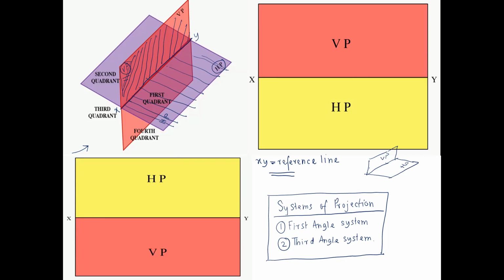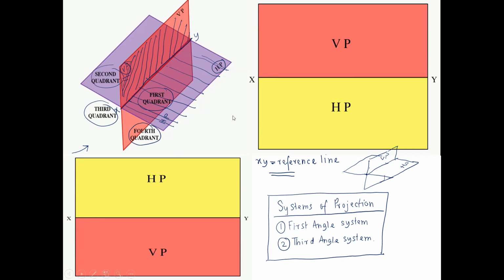Now, if I extend both these planes beyond their line of intersection, if I extend the horizontal plane to this side also, and if I extend the vertical plane to this side of the reference line, then we are getting four different quadrants, which you can see here. This is the first quadrant, this is the second quadrant, this is the third quadrant, this is the fourth quadrant. I think I have messed up with this slide.